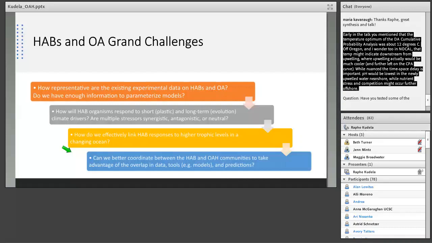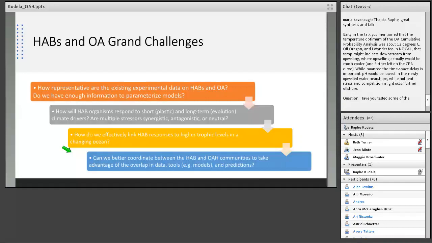That's a great question, Maria, and I appreciate that. And we have thought about that, and we've looked at that in a couple of ways. The CPA is a convenient way to distill down a whole bunch of data into one graph. But we've done similar analyses looking at exactly that, looking at the spatiotemporal interactions. And you're right, there are subtleties in there.